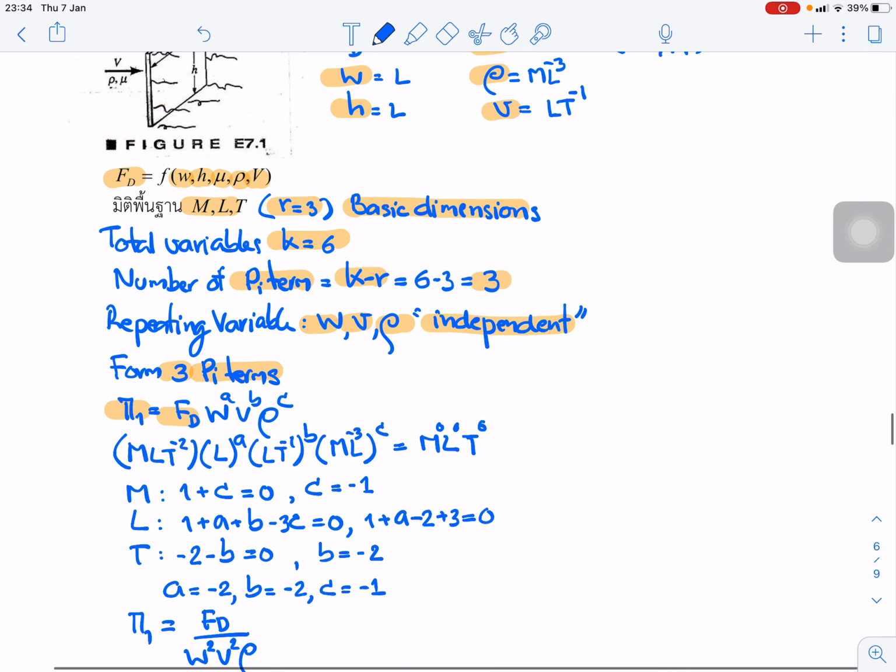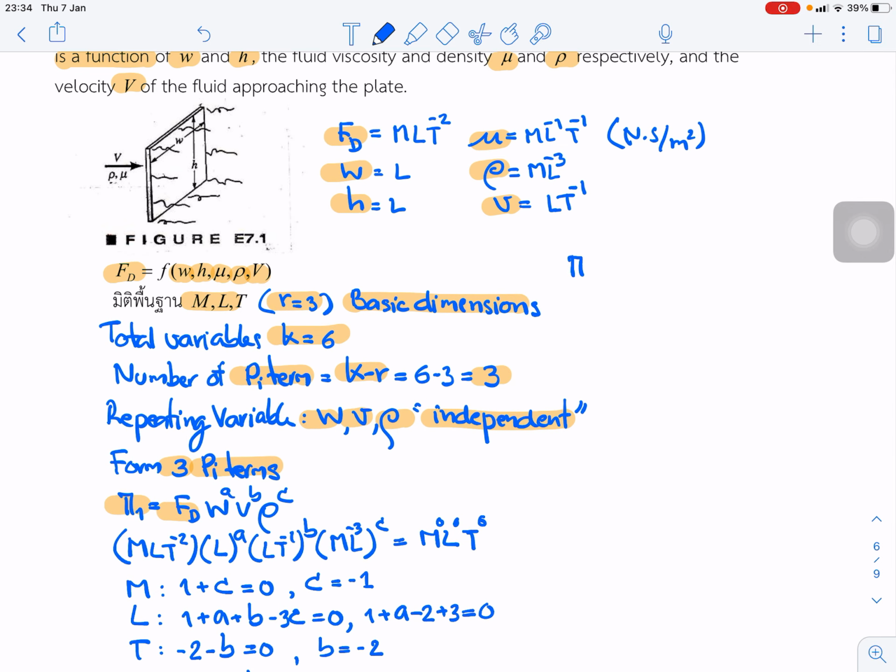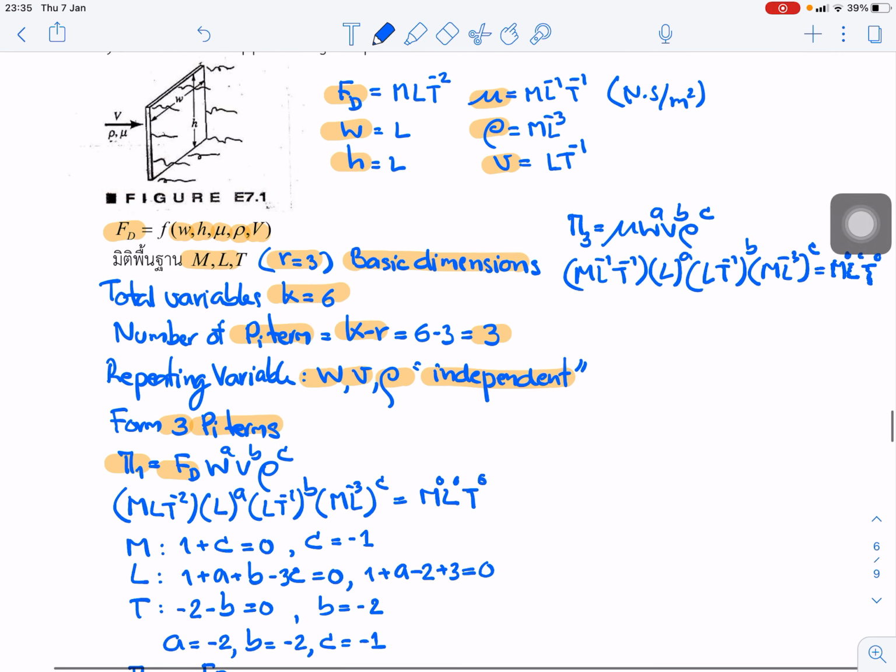Okay, we move to the third pi term. The non-repeating variable is mu. We substitute the basic units for mu, which is ML minus 1 T minus 1, to the power A, and for velocity to the power B, and density to the power C, equal to MLT to the power 0.